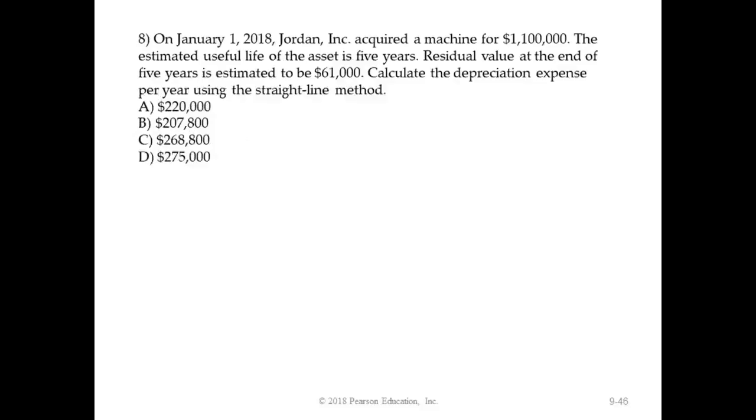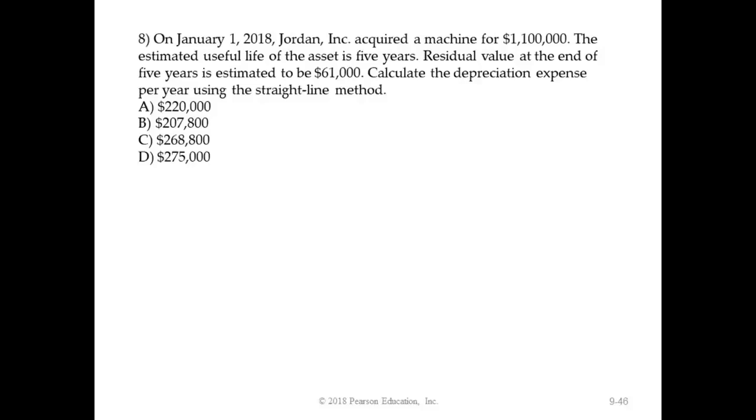Number 8. On January 1st, 2018, Jordan acquired a machine for $1.1 million. The estimated useful life of the asset is 5 years. Residual value at the end of 5 years is estimated to be $61,000. Calculate the depreciation expense per year using the straight line method. Well, let's see. We've got a machine out there for $1.1 million. We've got a 5-year useful life and a residual value of $61,000.